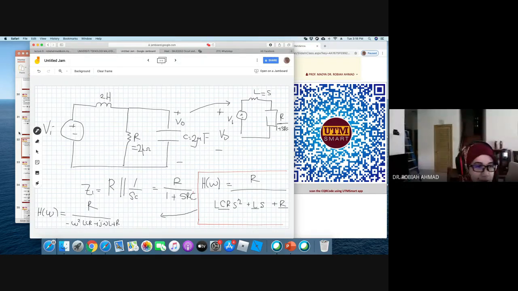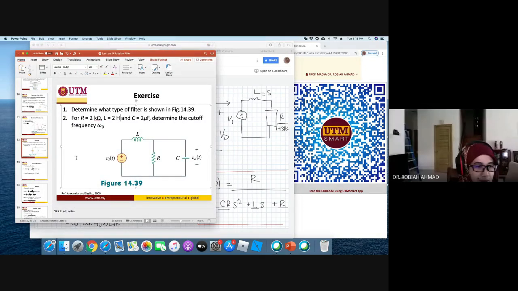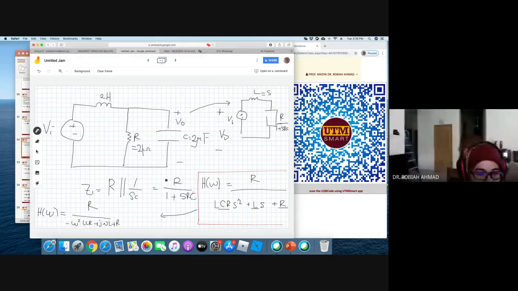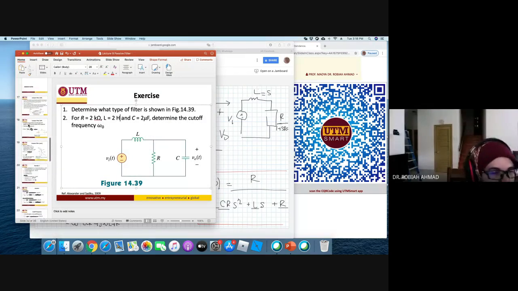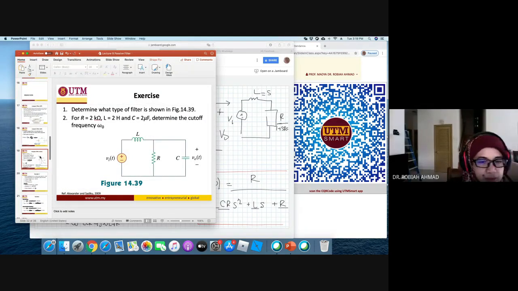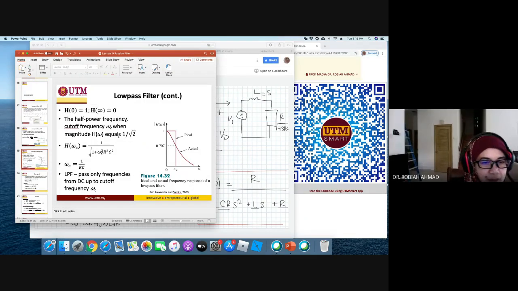And the question asks us to determine the cutoff frequency. So how are we going to determine the cutoff frequency? What do we know about the cutoff frequency previously, class? Okay, let us go back. The concept of cutoff frequency. This one. Okay, the half power frequency or cutoff frequency is when the magnitude of the transfer function equals 1 over square root 2, or equivalent to 0.707.